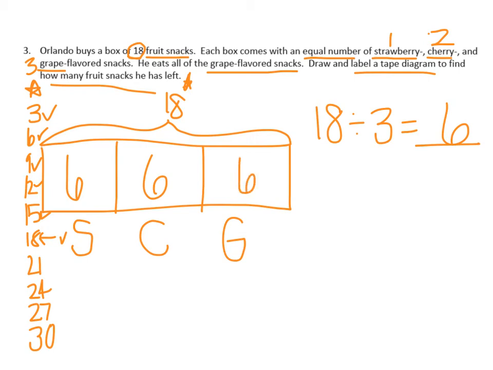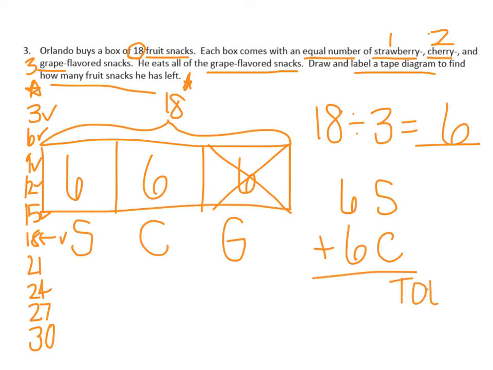Now I'm going to return back to my word problem, to the third sentence. It says he eats all of the grape-flavored fruit snacks. So I'm going to cross those out. Now I need to find how many fruit snacks are left. Well, I see that there are 6 strawberry, plus 6 cherry. Go ahead and solve to figure out the total that is left. Pause the video while you work and replay when you're ready.